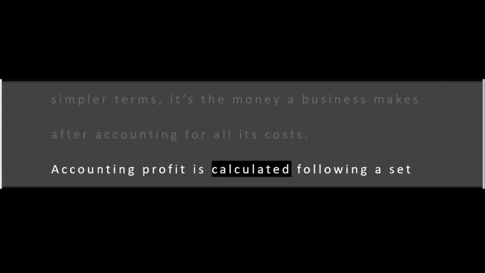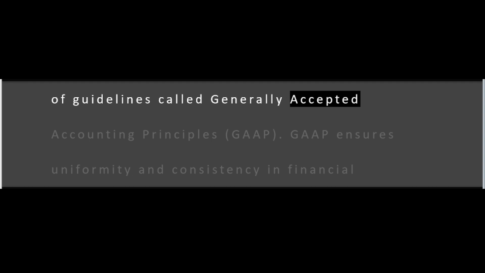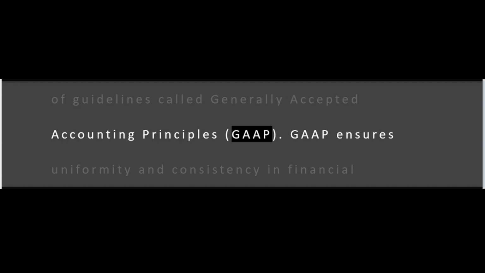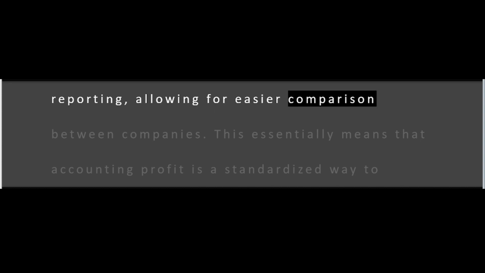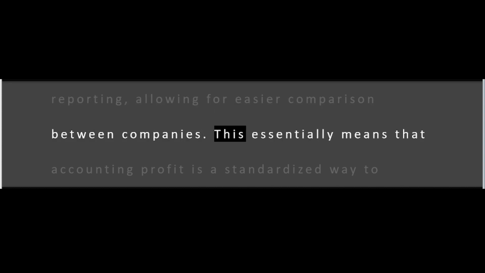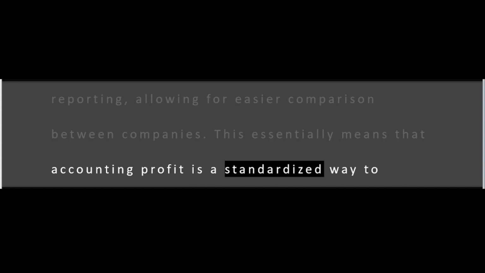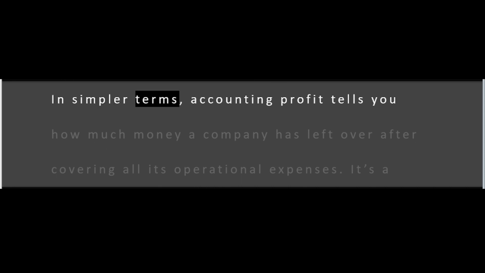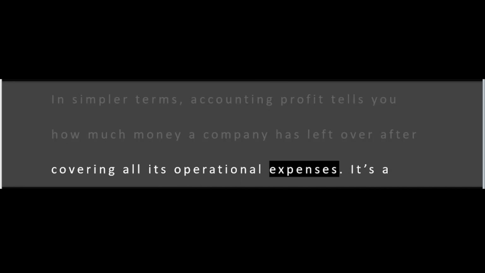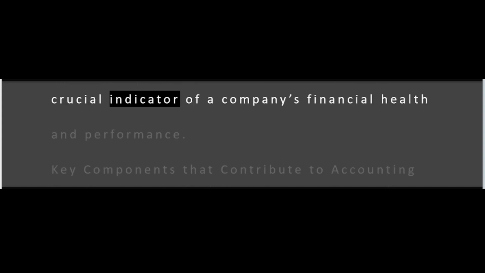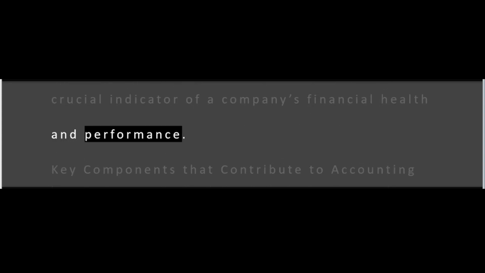Accounting profit is calculated following a set of guidelines called Generally Accepted Accounting Principles, GAAP. GAAP ensures uniformity and consistency in financial reporting, allowing for easier comparison between companies. This essentially means that accounting profit is a standardized way to measure a company's financial performance, allowing for comparisons across businesses and industries. In simpler terms, accounting profit tells you how much money a company has left over after covering all its operational expenses. It's a crucial indicator of a company's financial health and performance.